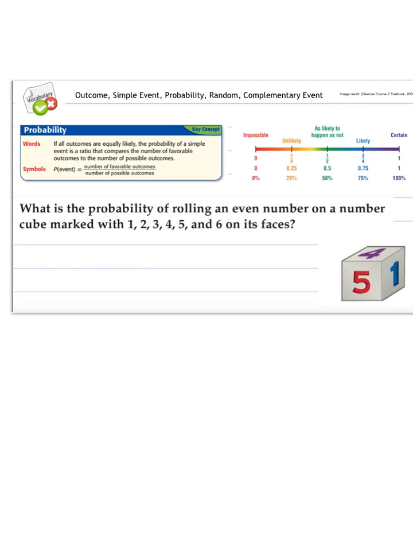Probability, that's the chance of that event happening. So if you think about rolling a dice, the probability that you're going to roll a 1 is 1 out of 6.